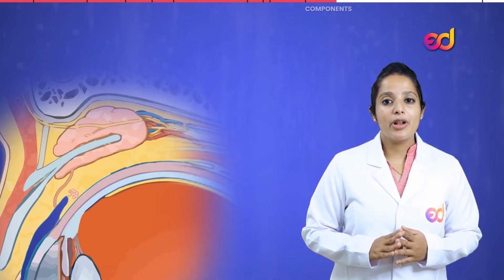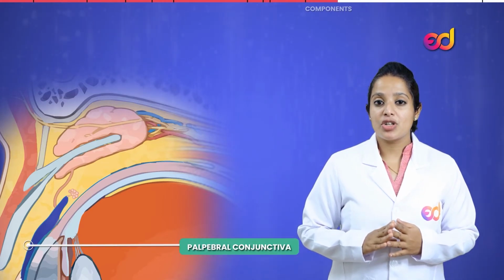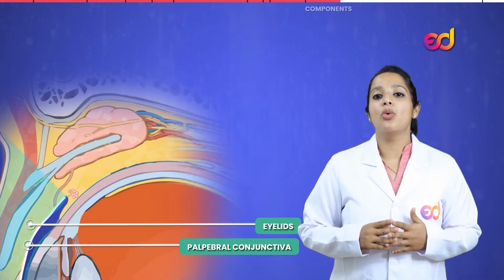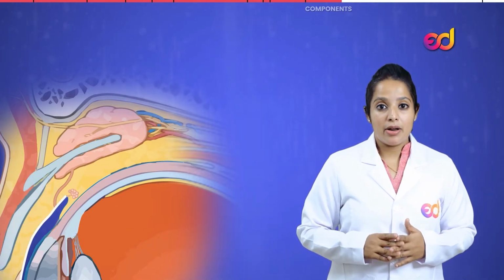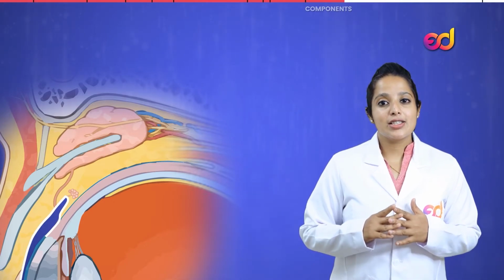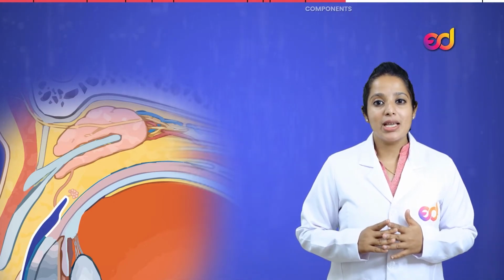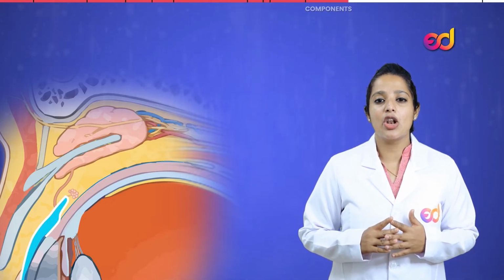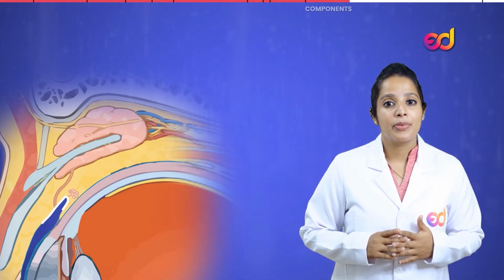Whereas the palpebral conjunctiva is the portion that covers the inner surface of both the upper and the lower eyelids. The bulbar and palpebral conjunctiva are continuous, and it is due to this feature that it is impossible for a contact lens or anything else to get lost behind your eye.